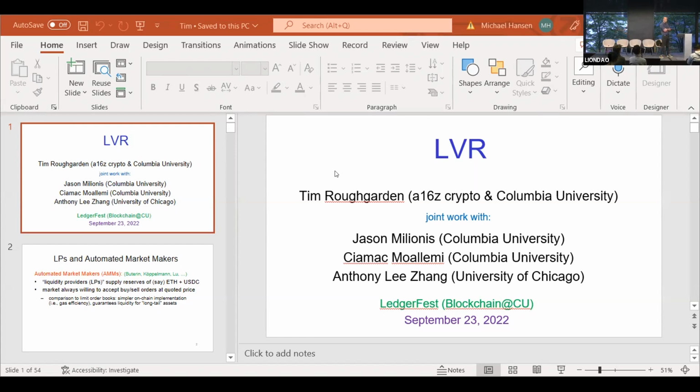Why do people love them so much? Well, one thing is they're very simple. So you can implement them completely on chain, unlike more complex order book formats. And then also, they're really good at guaranteeing liquidity for long tail assets that would otherwise be stuck in a very thin market.